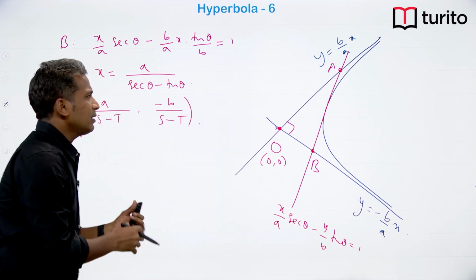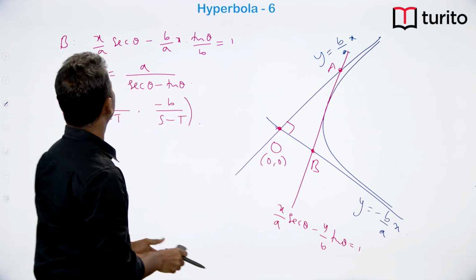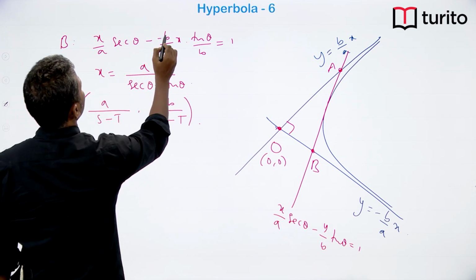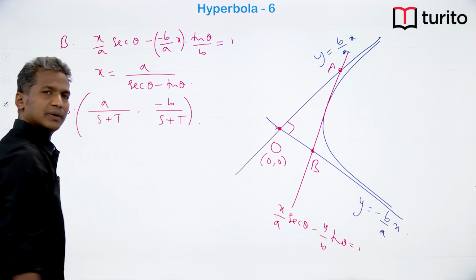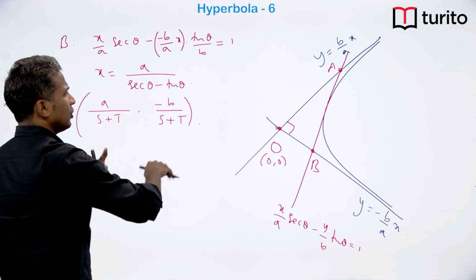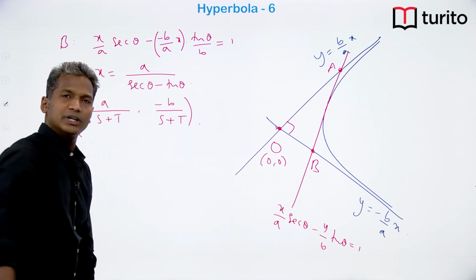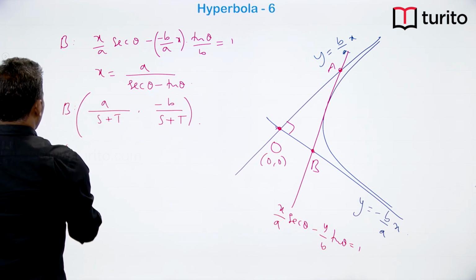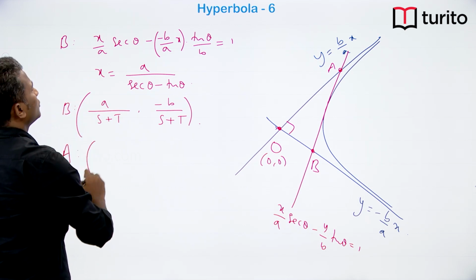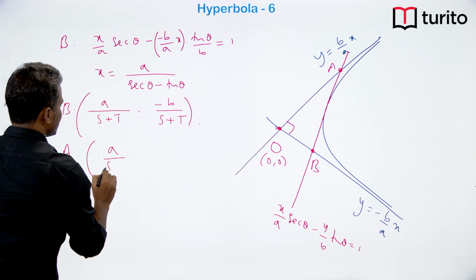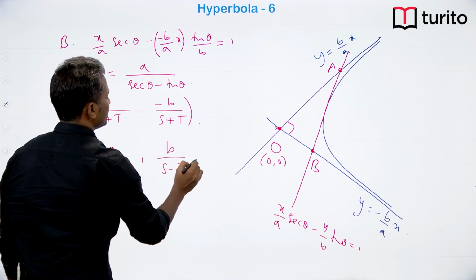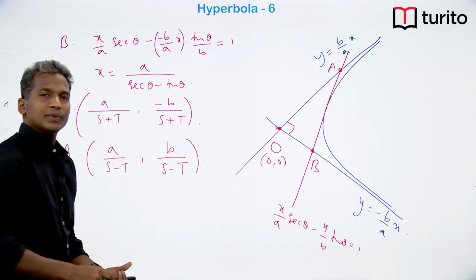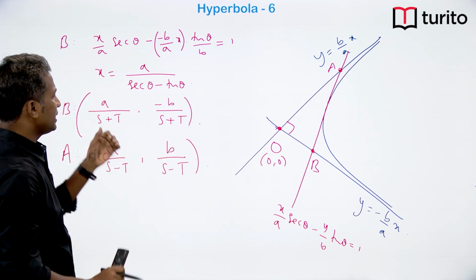Now, same way we can also get the other one. Okay. So, here it has to be minus b by a into x, so it must be s plus t here. Okay. Now, by following the same idea, we can also get the coordinates of A. So, coordinates of A here will come out to be a by s minus t, comma b by s minus t. Okay. So, this way we can get the coordinates.